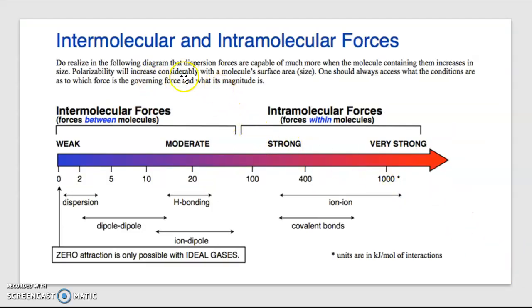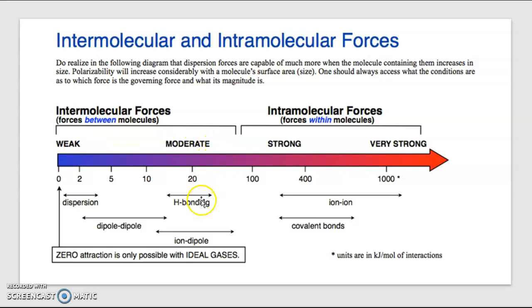Let's see the intermolecular and intramolecular forces. The intermolecular forces are the forces between two molecules. They can go from weak to moderate, and here we find dispersion intermolecular forces. They are very weak. The dipole-dipole interaction is when we have two molecules that are polar, and these interactions are from weak to moderate.